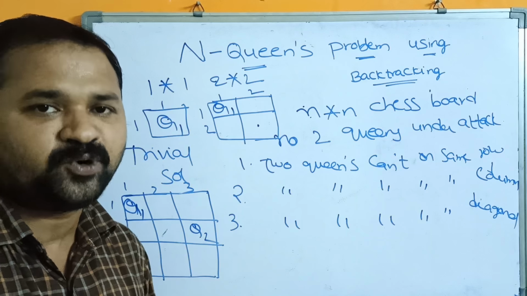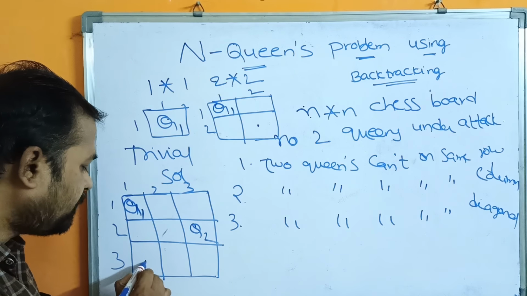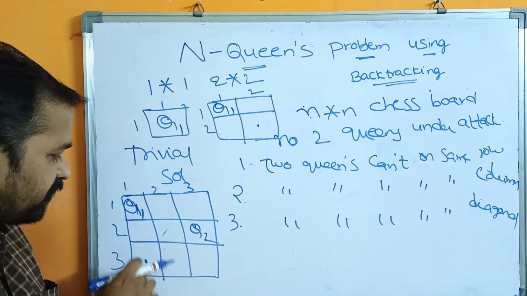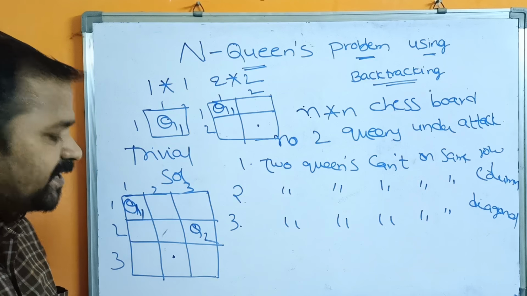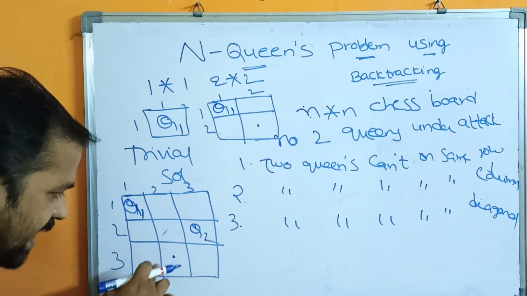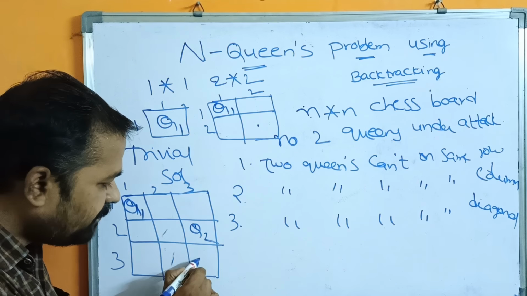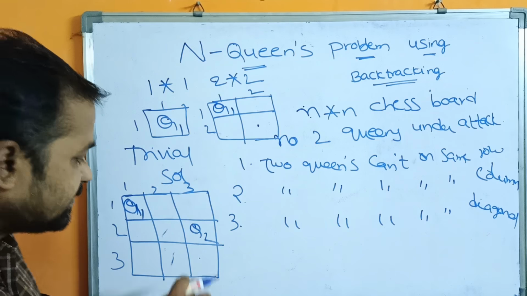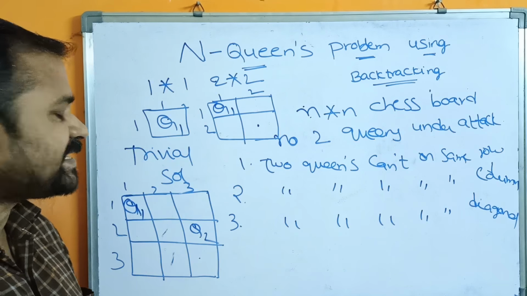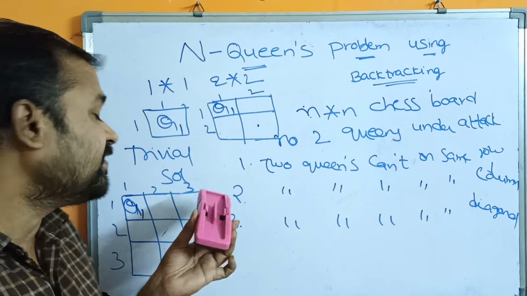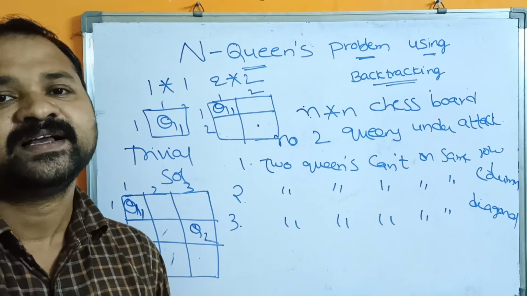Next, let us find the position for Q3. Can we place Q3 here? No, because it is in the same column. Can we place Q3 here? No, same diagonal. Can we place Q3 here? No, same column. We can't place it. So there is no solution even if we use a 3 by 3 chessboard.